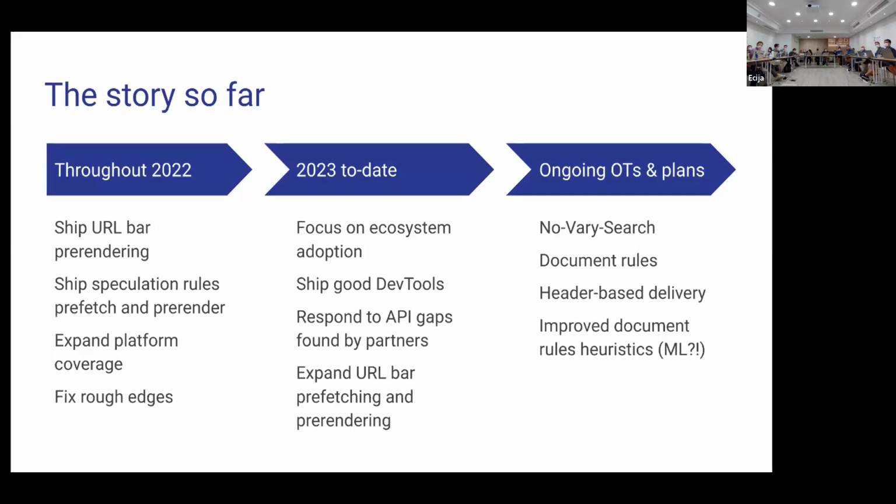And then the last column is the stuff that is still ongoing, still in progress. We're working on the No-Vary-Search header, which we talked about at TPAC last year, which allows you to match a prefetch or pre-render against something that doesn't have the exact same URL because it differs in the search or query params. We're working on document rules, which is a way of declaratively saying, oh, all links that match this CSS selector or that match this URL pattern, we should prefetch or pre-render those, or at least allow them to be. Delivering these things through headers. And then we have some cool ideas for how to improve the heuristics.